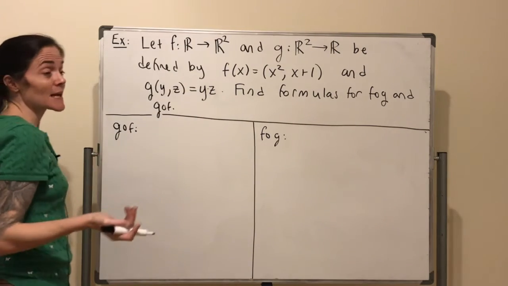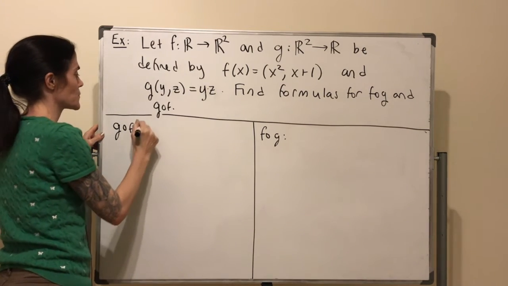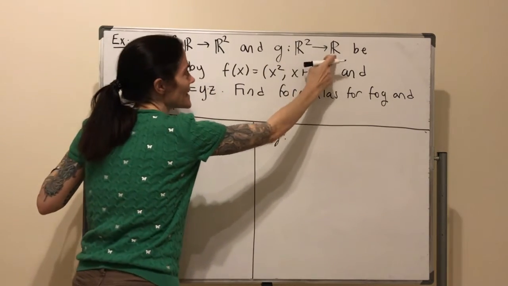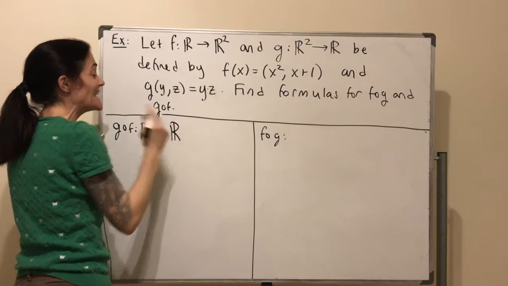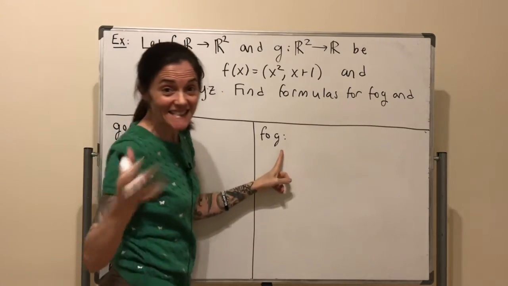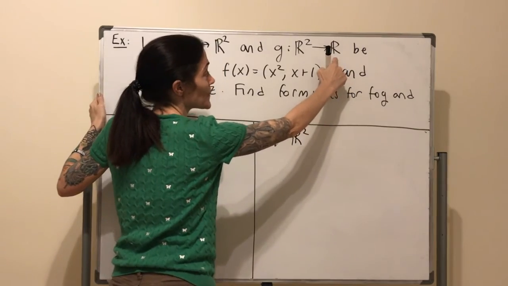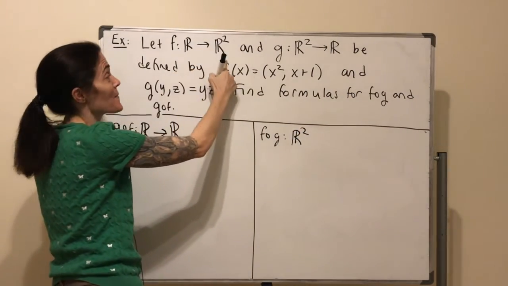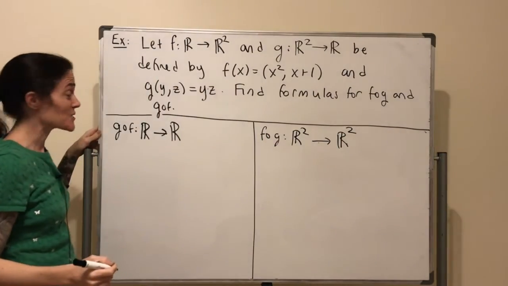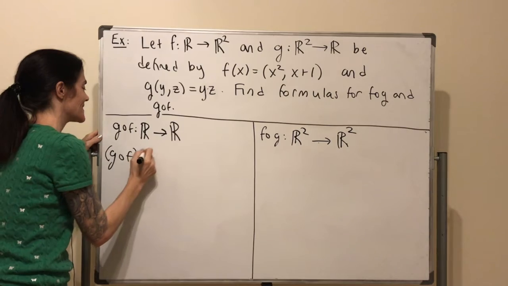Well, first let's think about G compose F. You see, we start with F. This was what happens first, and this is a real number. Then we map into R squared, which is the domain of G. And then G maps this to R. G compose F maps R to R. And F compose G, here, G happens first. So this starts in R squared. G will map an element into R, and then F takes that element in R and maps to R squared. So F compose G maps R squared to R squared. Well, now let's think about a formula. G compose F of some x.